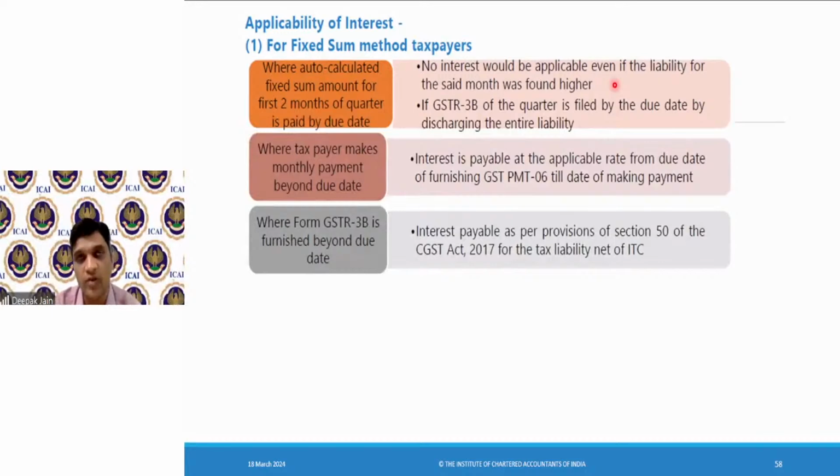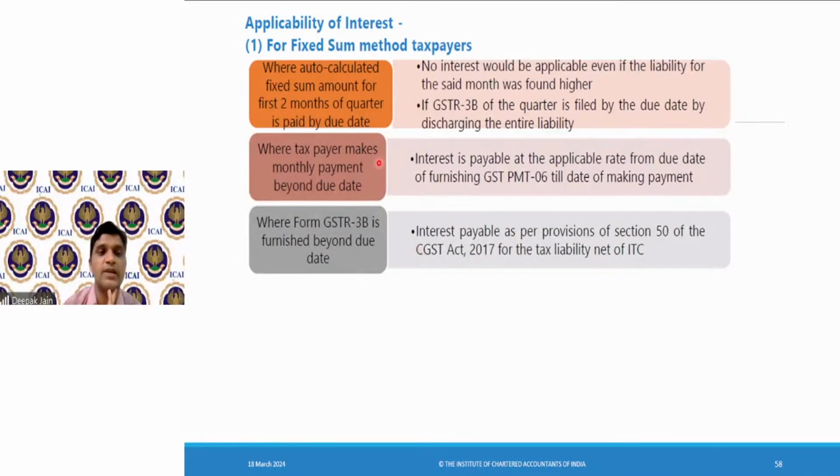Okay, actually, when you calculate at the end of the quarter, you find that the actual liability was more. But under a fixed sum method, it is calculated based on your previous quarter and the previous month. So even if your actual liability is more, still you don't have to pay interest, because it's a fixed sum method and the system has calculated and given it to you. So no interest. If your return is filed by the due date, then also no interest, right? Because if the GSTR-3B of the quarter is filed by the due date and you have made the fixed sum payment, then no interest.